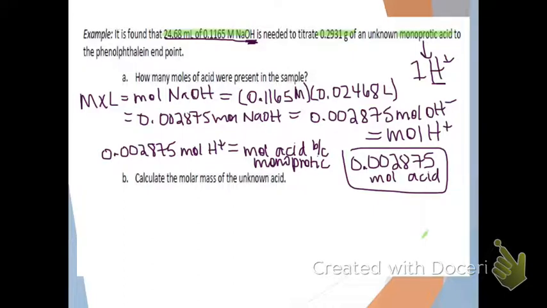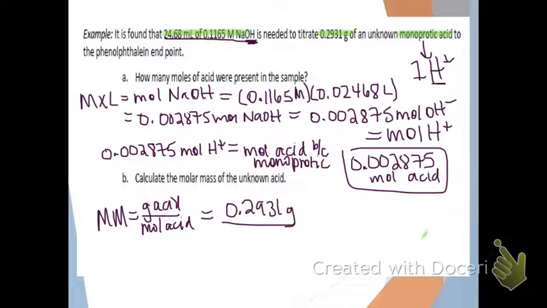Part B is asking us to find the molar mass of that unknown acid. Anytime we want to find molar mass from sample information that was given, we need to know the mass of the sample and the number of moles in that sample to get that gram to mole ratio. So in this case, we need to know the grams of the acid in our sample and the moles of the acid in our sample, both of which we already have.